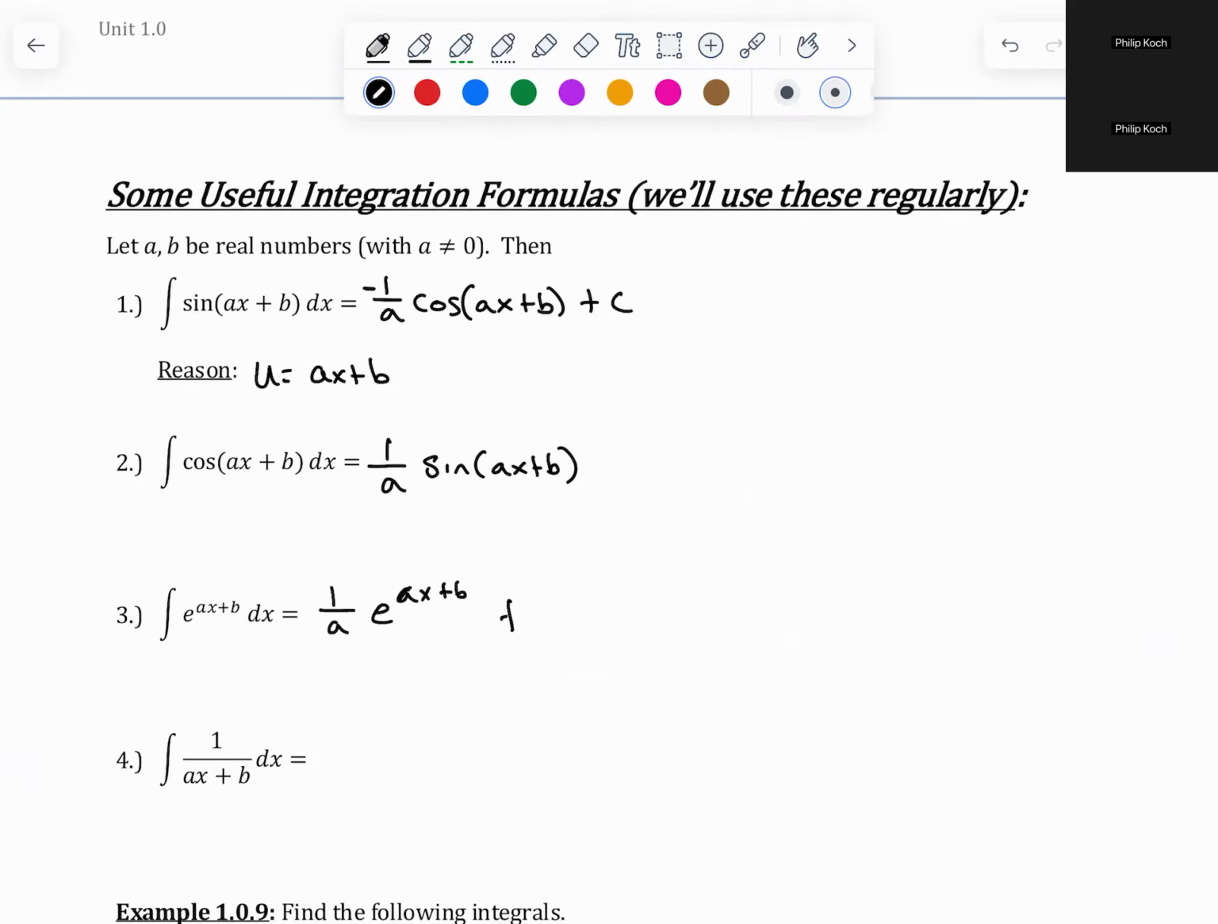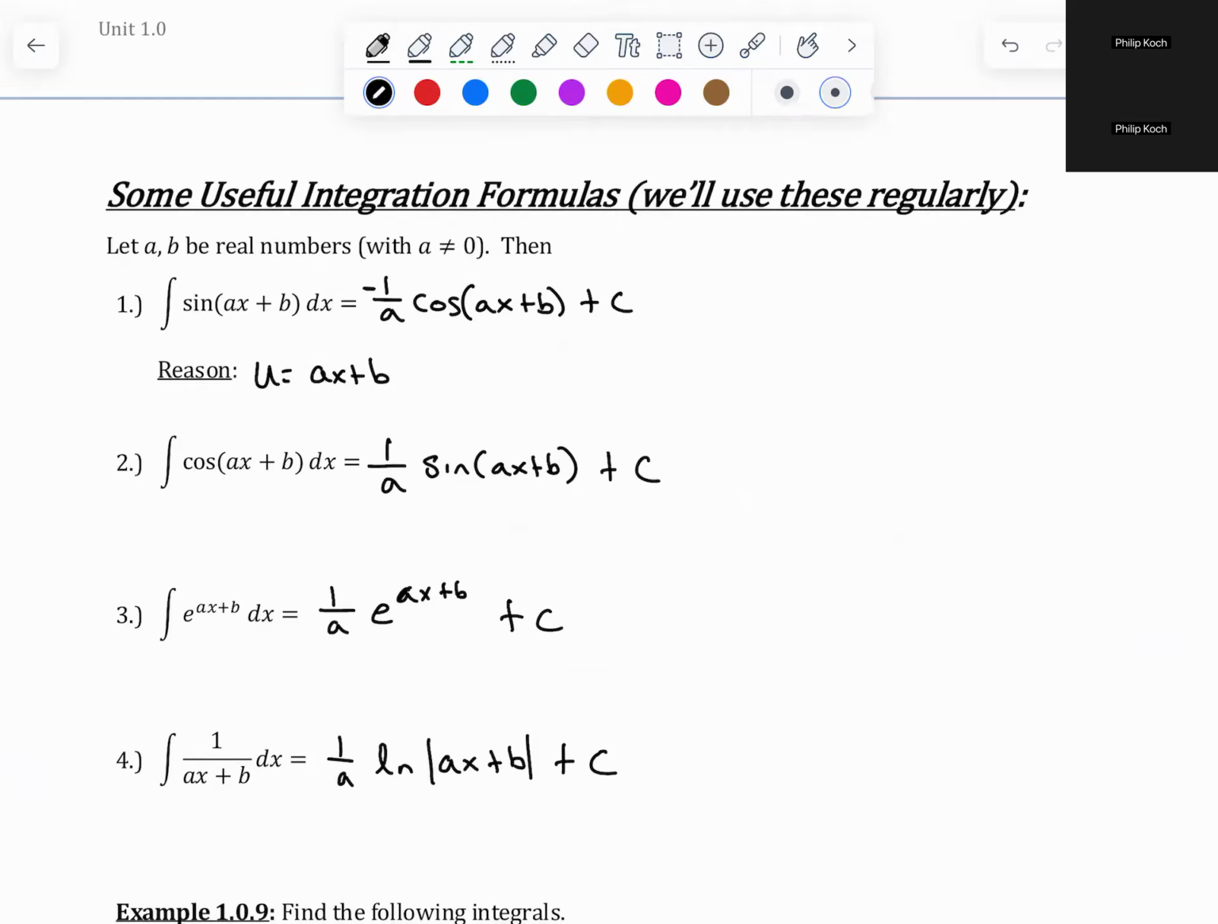Oh, but I'm forgetting my consistency. And then the last one would be 1 over a ln of the absolute value of ax plus b, plus constant c.